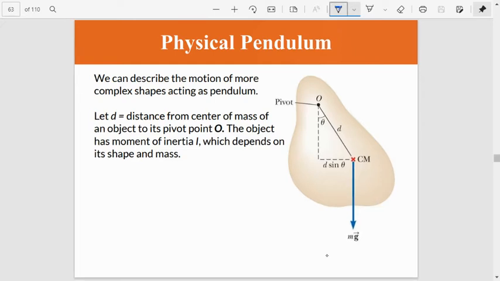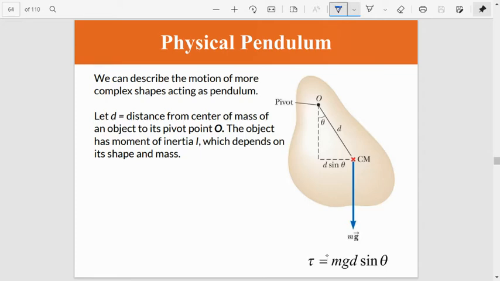First of all, you need to establish where your pivot point is, where the center of mass is, and know the distance between the 2 points, as well as knowing the moment of inertia of the object. Now, moment of inertia, you may remember, is the rotational equivalent of mass. It's how much an object likes to stay in motion or resist a change in motion.